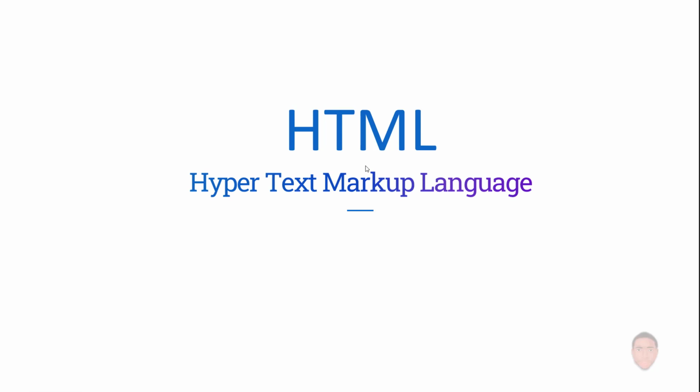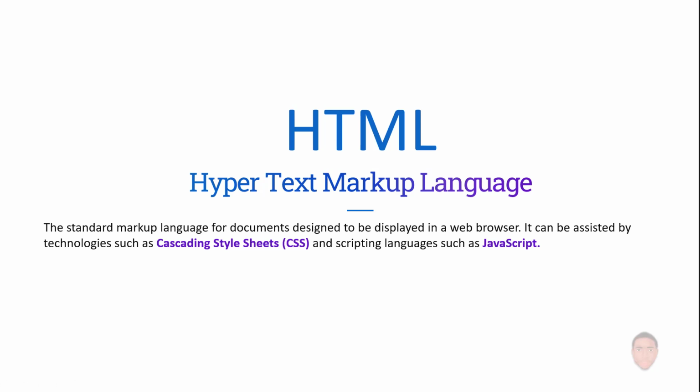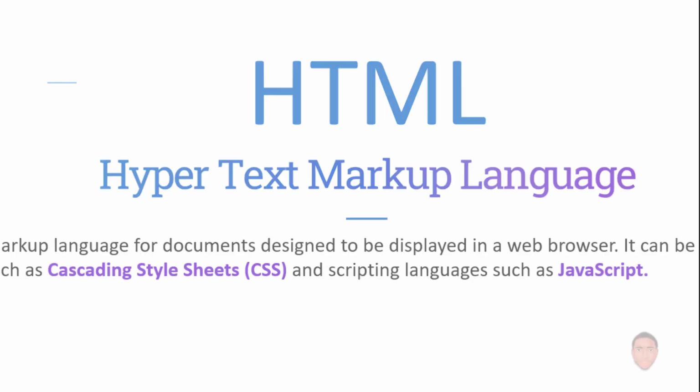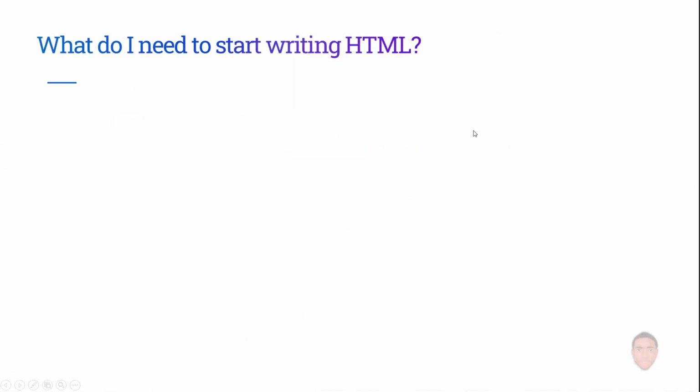HTML is an acronym for Hypertext Markup Language. HTML is simply a standard markup language for documents designed to be displayed in a web browser. So we need a web browser to be able to see how HTML looks. It can be assisted by technologies such as CSS, which we're going to be covering later on in this course, and scripting languages such as JavaScript. So knowing that, we need to know and write this hypertext markup language. Now, what do we use to write this? What do we use when we are creating a website?